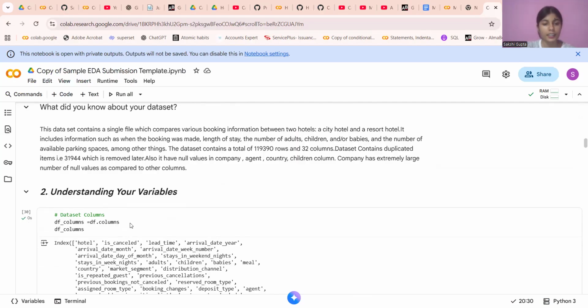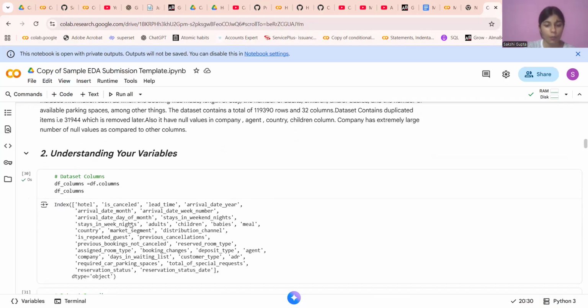The dataset contains a total of 1,90,319 rows and 32 columns. The dataset contains duplicate items, that is 31,944, which are removed later. Also, it has null values in the company, agent, country, and children columns. Company has an extremely large number of null values as compared to the other columns.